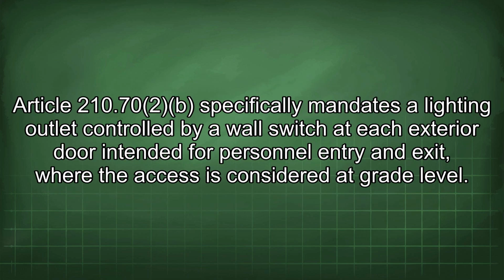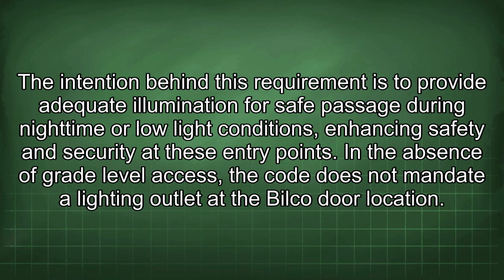Article 210.70 specifically mandates a lighting outlet controlled by a wall switch at each exterior door intended for personnel entry and exit, where the access is considered grade level. The intention behind this requirement is to provide adequate illumination for safe passage during nighttime or low light conditions, enhancing safety and security at these entry points. In the absence of grade level access, the code does not mandate a lighting outlet at the Bilco door location.